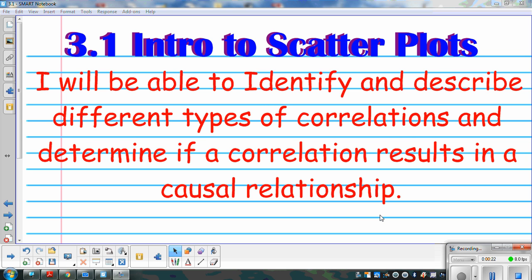So your objective that you are writing in your notebook says, I will be able to identify and describe different types of correlations and determine if a correlation results in a causal relationship. That does say causal relationship. That's not a casual relationship. So take a moment to write that objective down. Pause if you need to. When you're ready, move on to the next slide.